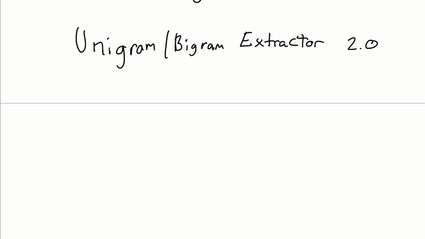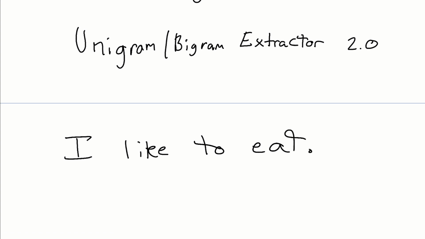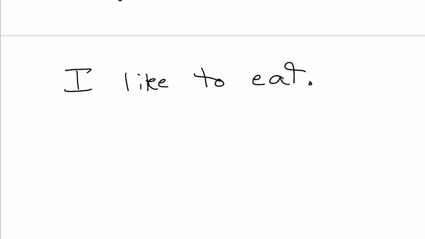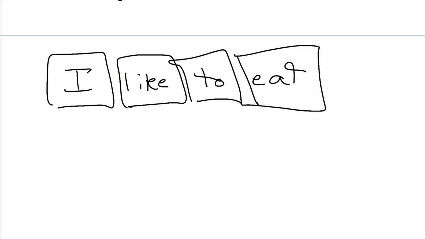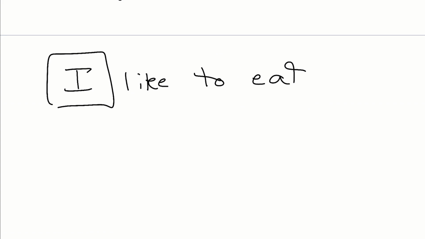So I'm going to write a sentence: I like to eat. This sentence is made up of 4 words. In fact, let's just get rid of the dot for a minute. So we've got 4 words, and each of these words I would consider to be unigrams. They're single words. However, in this sentence there's more than just unigrams, there's bigrams.